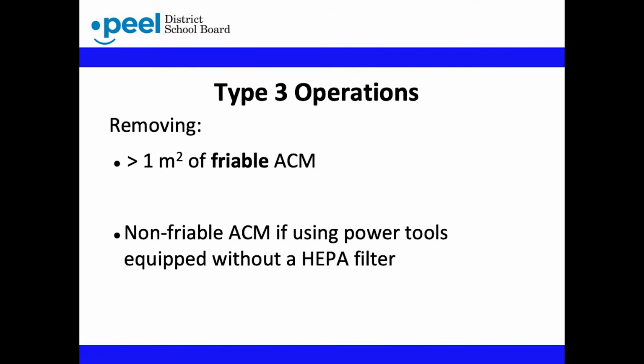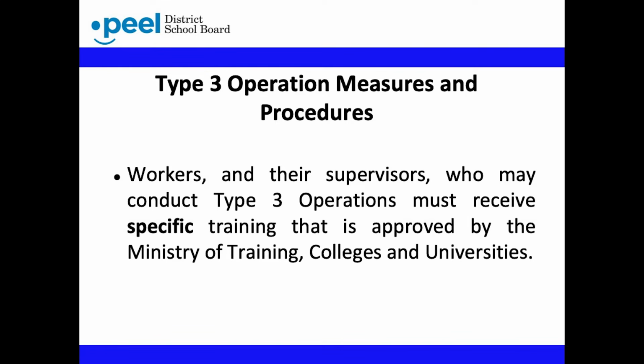Type 3 operations are generally large-scale activities which will likely generate significant levels of airborne asbestos. Examples of a Type 3 operation include removing more than 1 square meter of friable asbestos and disturbing non-friable asbestos materials using power tools not equipped with dust-collecting HEPA filters. Under OREG 278/05, workers and their supervisors who may conduct Type 3 operations must receive specific training that is approved by the Ministry of Training, Colleges and Universities. Therefore, for the purposes of this course, we will briefly review some of the measures and procedures for Type 3 operations.